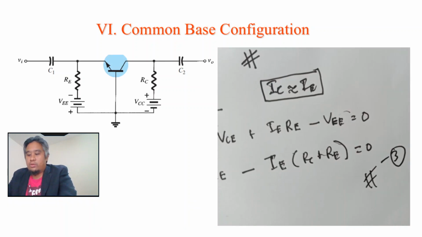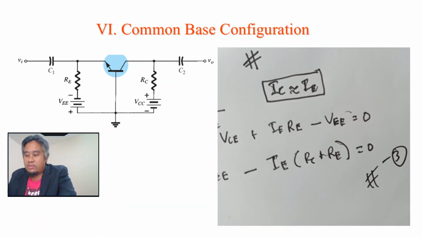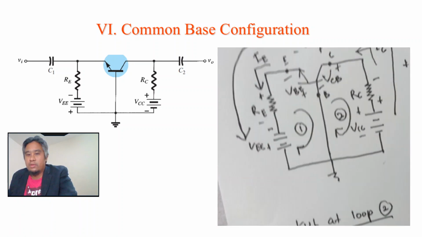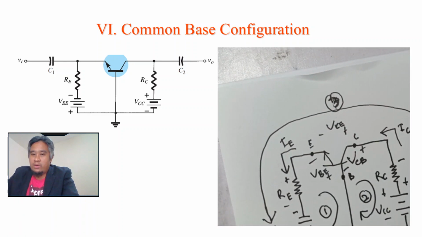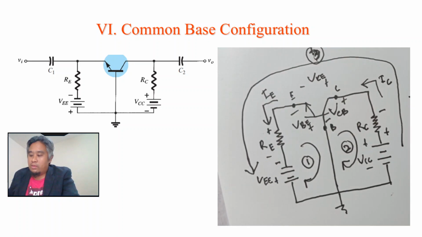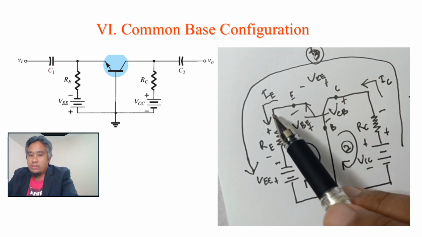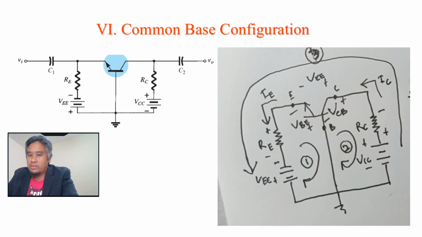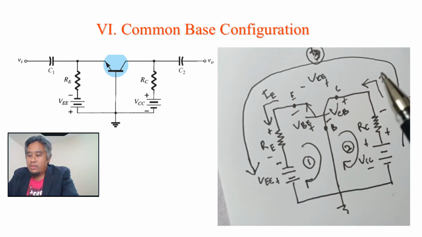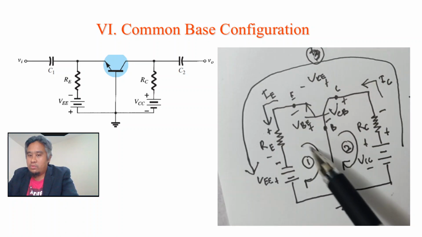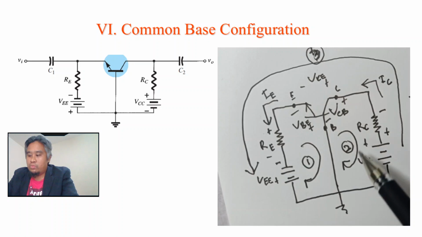So I think that's all for the common base computation and how we do the analysis. I think it's easy. The basic step is we have to remember to remove the capacitors on both sides, and then we use KVL for loop 1, loop 2, and loop 3.